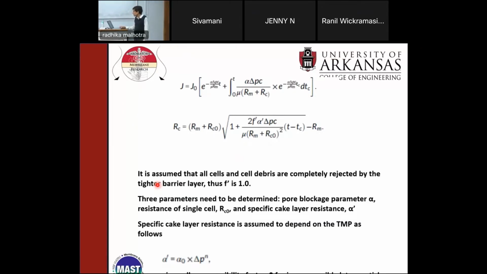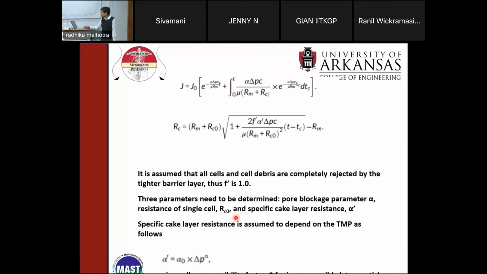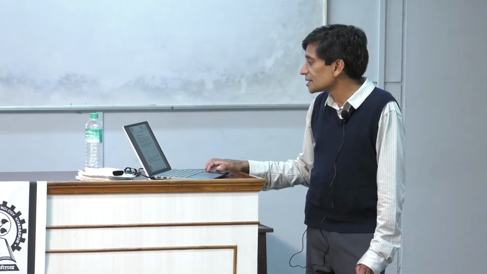And so it is assumed that the cells and cell debris are completely rejected by the tight barrier layer. And there are three parameters that we actually have to get from that. If you went through the mathematics, something called alpha, which is the resistance of a single cell, RC naught, which is a cake resistance, and then the specific cake layer resistance, alpha prime. So all I'm trying to say is that when you come up with these models, you like to have a model where you don't have a lot of variables that you have to just fit. And we need 3 of these. And we can actually determine these 3 by doing some of those normal filtration experiments and tangential flow filtration I showed you earlier. Okay? So by doing all that, we can then substitute in here.